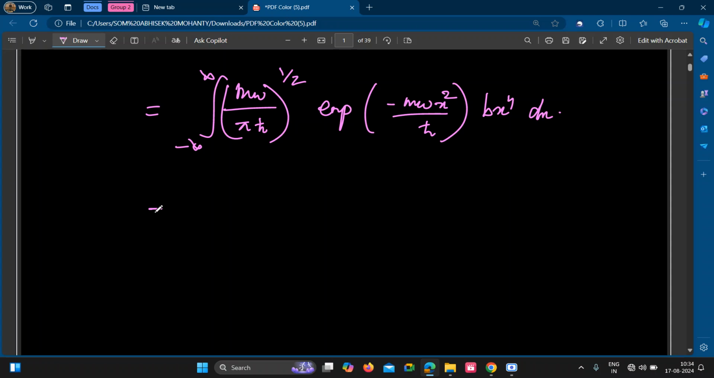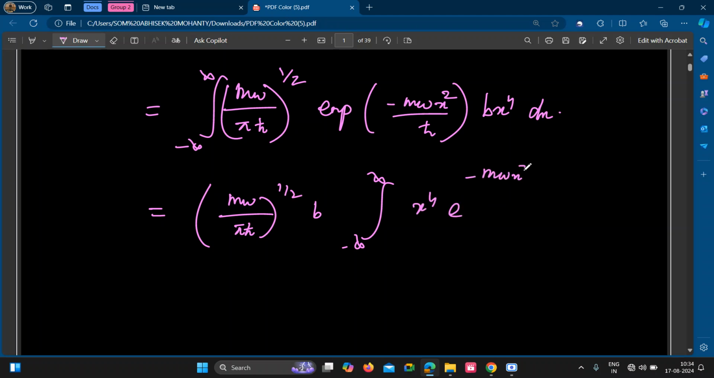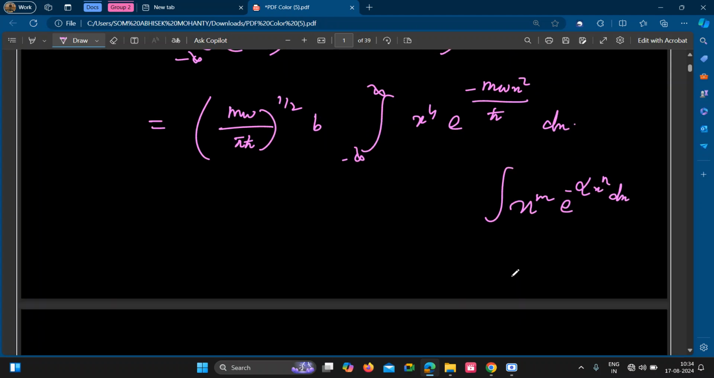So I will take all the constants out. So m omega by pi h cut, b goes out, minus infinity to infinity x to the power 4 e to the power minus m omega x square by h cut dx. All right, so this kind of integral is of the form integration of x to the power m e to the power minus alpha x to the power n dx, from 0 to infinity, is equal to gamma of (m plus 1 by n) divided by n, alpha to the power (m plus 1 by n).